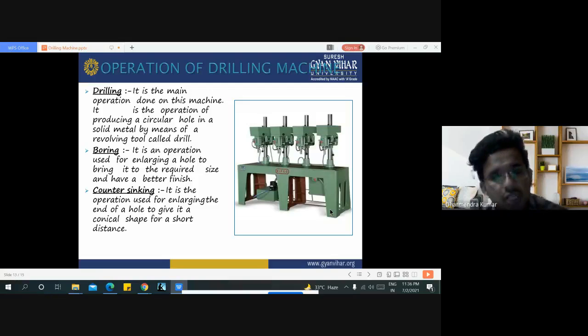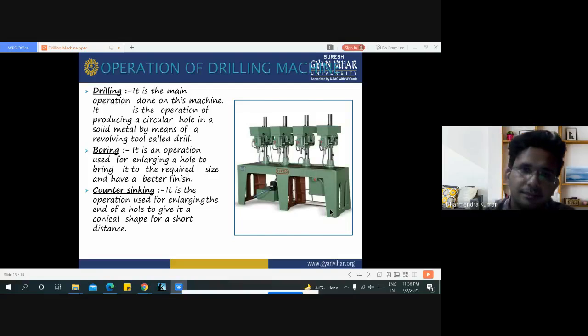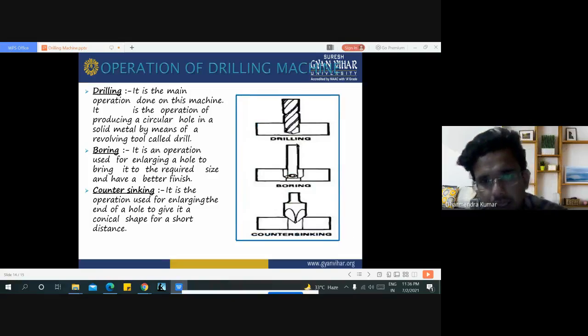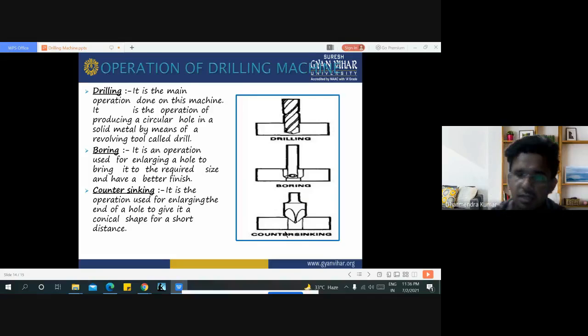Countersinking is the operation used for enlarging the end of a hole, giving it a conical shape for a short distance. These are examples of drilling, boring, and countersinking.